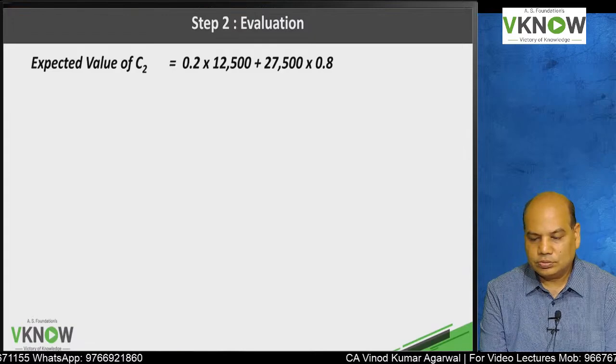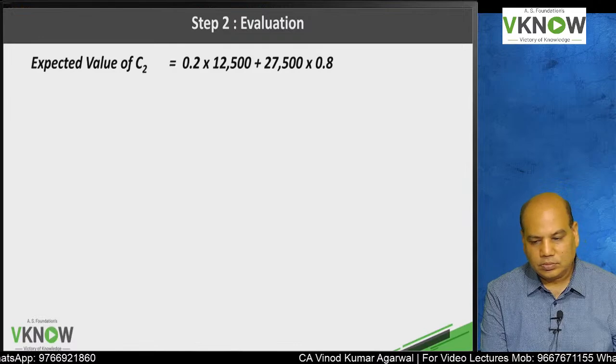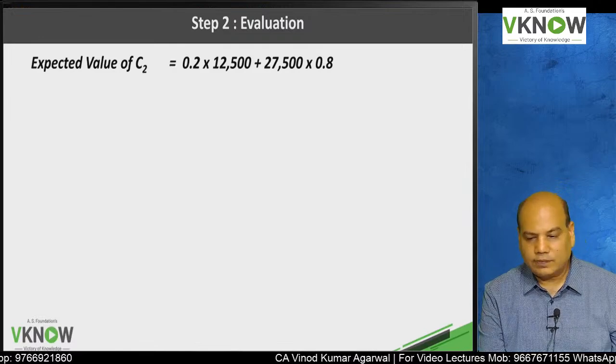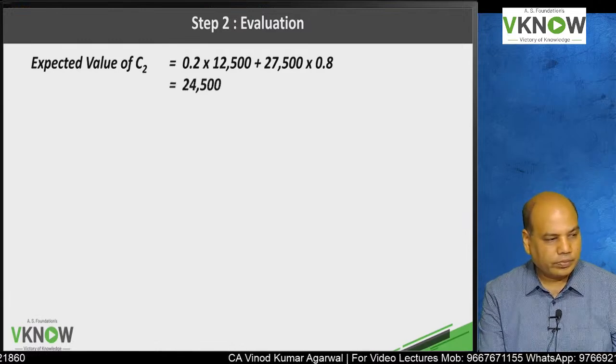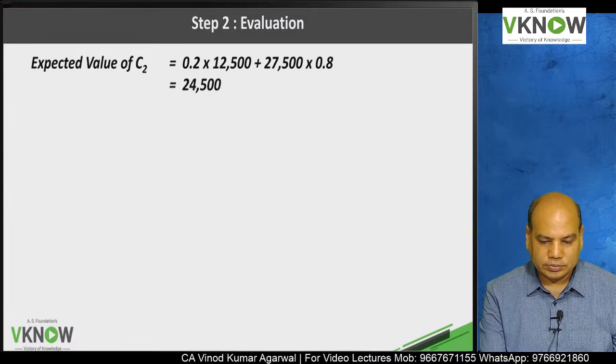C2 equals 0.2 into 12,500 plus 27,500 into 0.8. So that comes to 24,500.